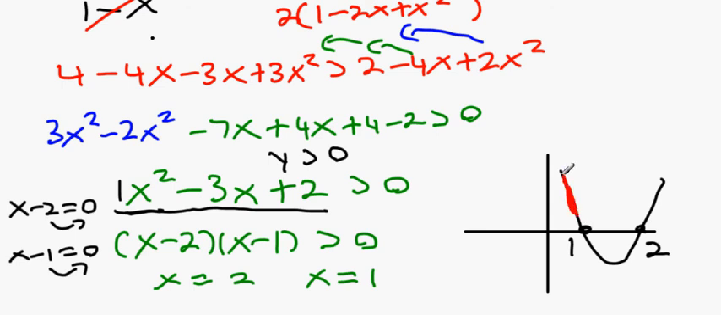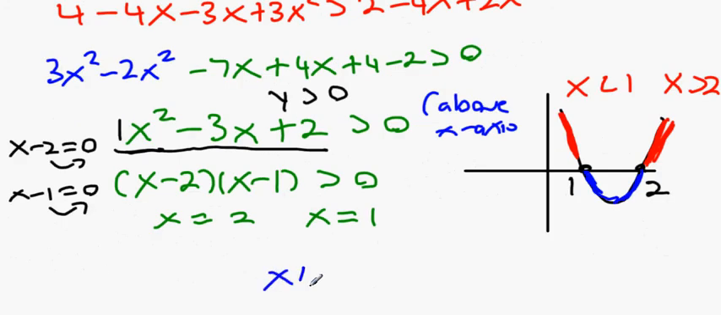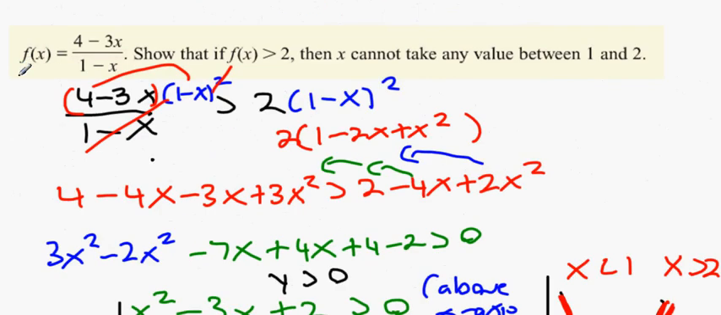And as you can see, any number smaller than 1 is bigger than 0, and any number bigger than 2 is bigger than 0. The numbers we don't want are in between 1 and 2, because this is the blue region here, and as you can see, it's below the x-axis. Greater than 0 means above the x-axis, and less than 0 means below the x-axis. So the answer is x smaller than 1 or x greater than 2, and this proves that x cannot have a value in between 1 and 2.